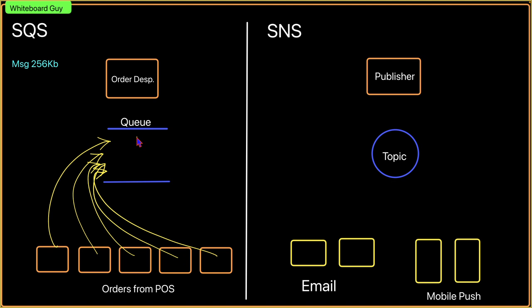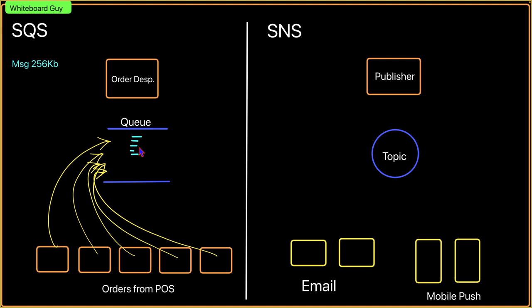And again, your POS systems are able to go and push new messages through. Again, it can push those messages in the queue. And there we go, there's some more messages in there.